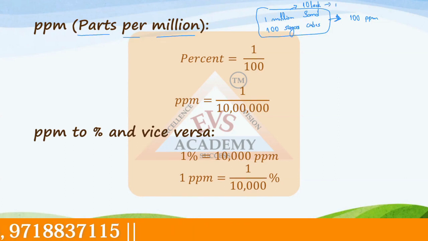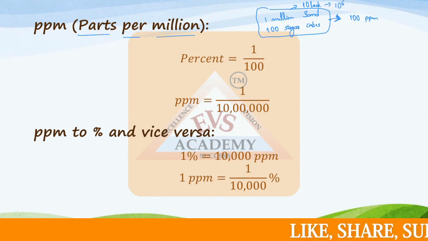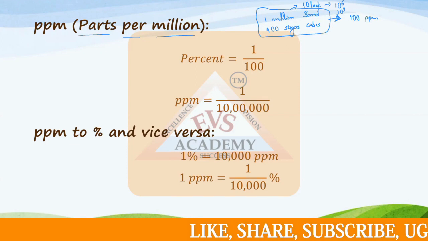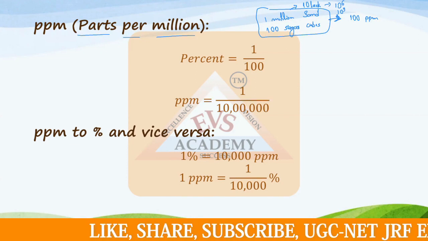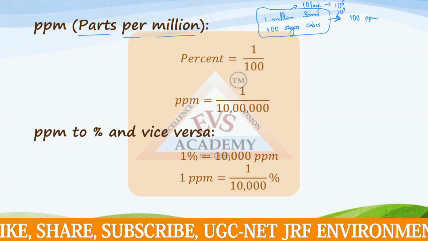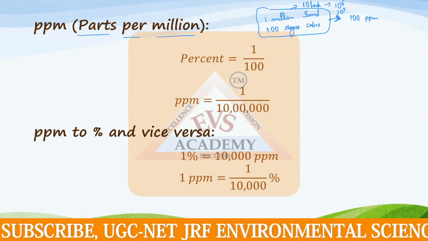You can split it by the power aspect. 10 to the power 6 is million. Let's suppose billion. Billion would be 10 to the power 9, 900 crores. So that is how you can calculate the ppm.